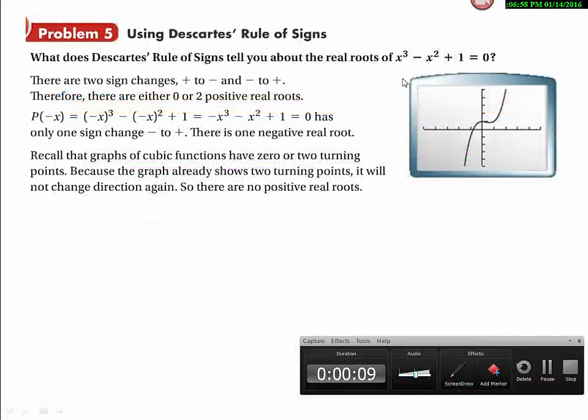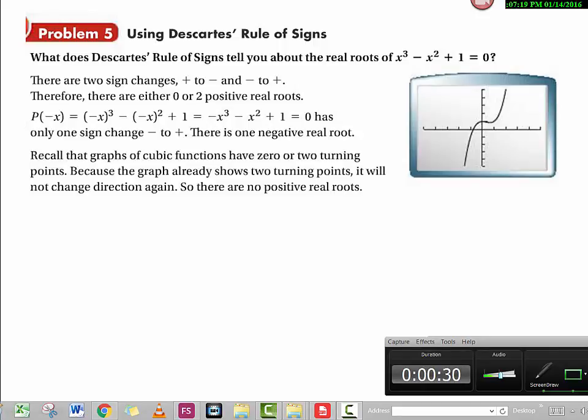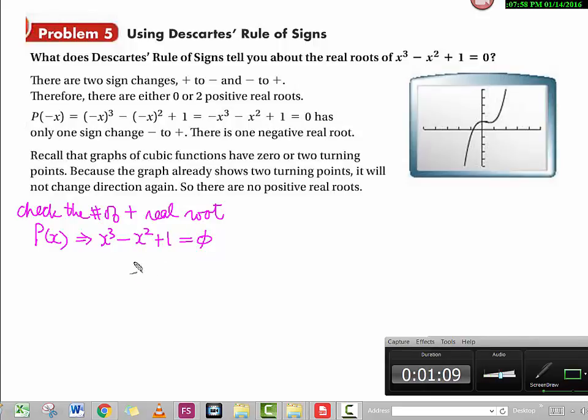Here's an example. You have a polynomial function of x cubed minus x squared plus 1. In order to find the possible number of real roots, we check the sign changes of the consecutive coefficients. If I want to check the number of positive real roots, we use p of x, which is the original one, x cubed minus x squared plus 1 equal to 0. So we just count the sign changes. We have a plus sign here, then minus, so this is 1 sign change, and then plus, so there are 2 sign changes. So the possible number of positive real roots is either 2 or none.